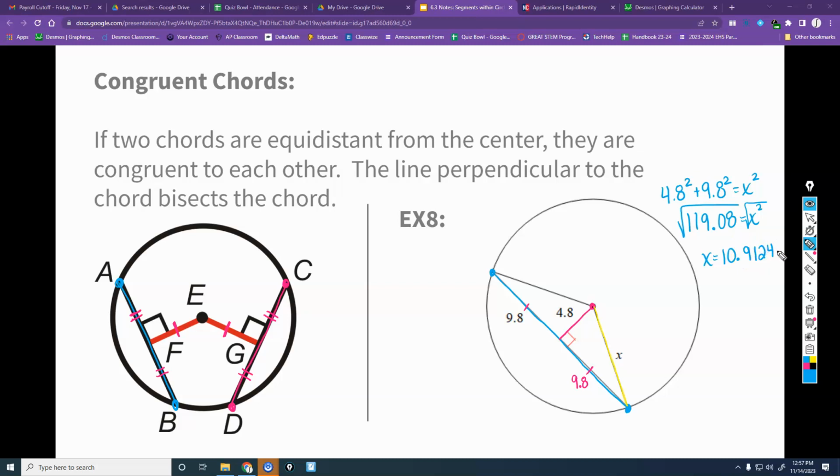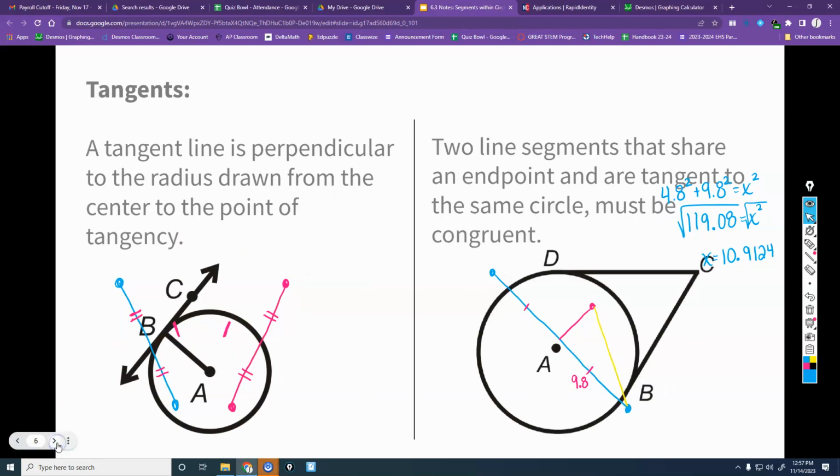I can't remember on your worksheet. It probably tells you around one decimal place. It seems like these worksheets usually do. But I'll just keep the whole decimal. I don't ever mind if you keep extra decimals, except for maybe on Canvas, because sometimes Canvas doesn't like it. But worksheets, it's always fine to keep extra. Okay, questions there? All right, let's keep going.